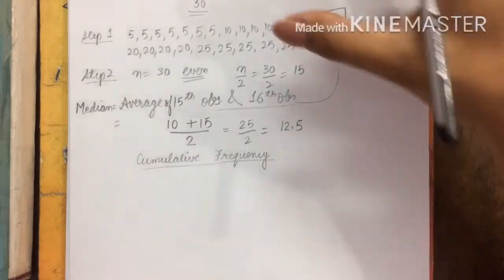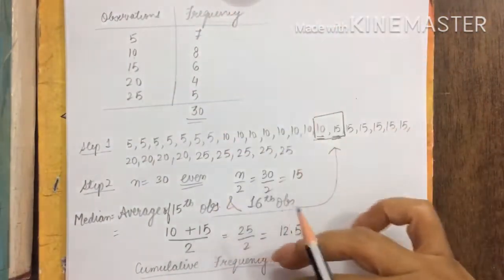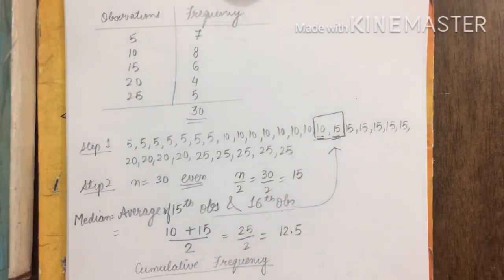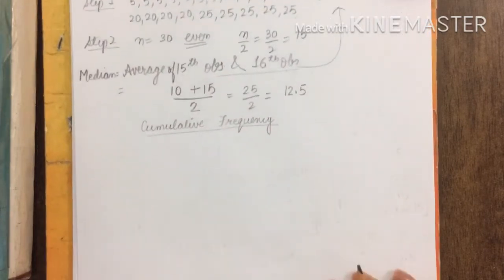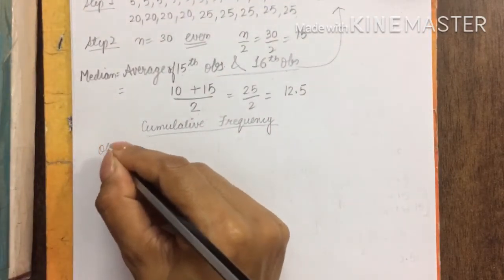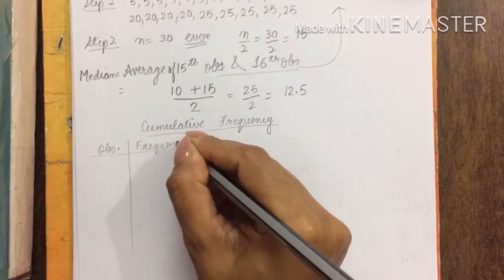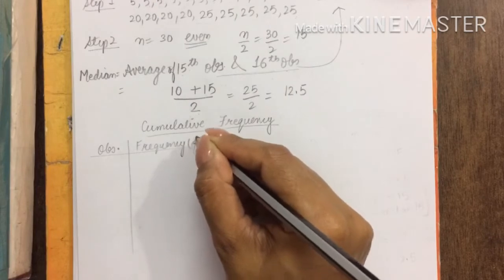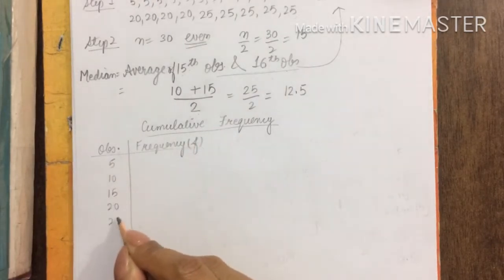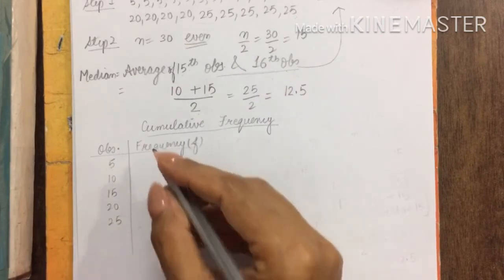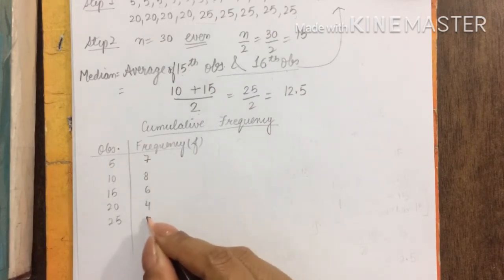I'm going to take the same example I took here to demonstrate how cumulative frequency will help you find the median without listing your observations. I will note down my observations in the first column, then write down their frequencies. For frequencies I use the letter F. So I've got 5, 10, 15, 20 and 25. The respective frequencies are 7, 8, 6, 4 and 5.